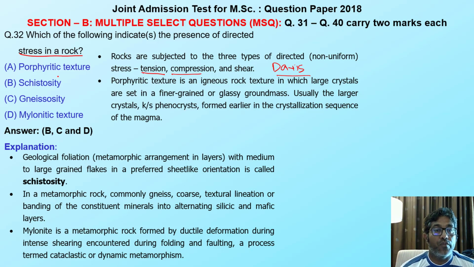And you know what porphyritic texture is? Porphyritic texture is a very simple igneous structure where you have a big, large crystal known as phenocryst surrounded by the groundmass. So it is not at all related to stress, so it is excluded. And schistosity, gneissosity, and mylonite texture are all related to stress phenomena, either fold or fault or other stress phenomena. You need to know the definitions of schistosity, gneissosity, and mylonite texture. So all of these are related to stress phenomena, and that will be your option.